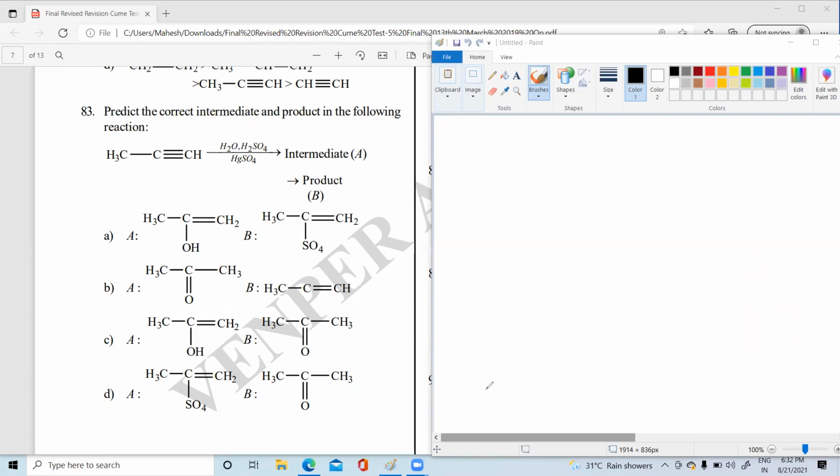Question number 84, students. With respect to the conformers of ethane, which of the following statements is correct? In the conformers, we can take the Newman projection here. This is the Newman projection. The dihedral angle will change here. If you rotate 60 degrees, this will come here. Only the angle changes here.